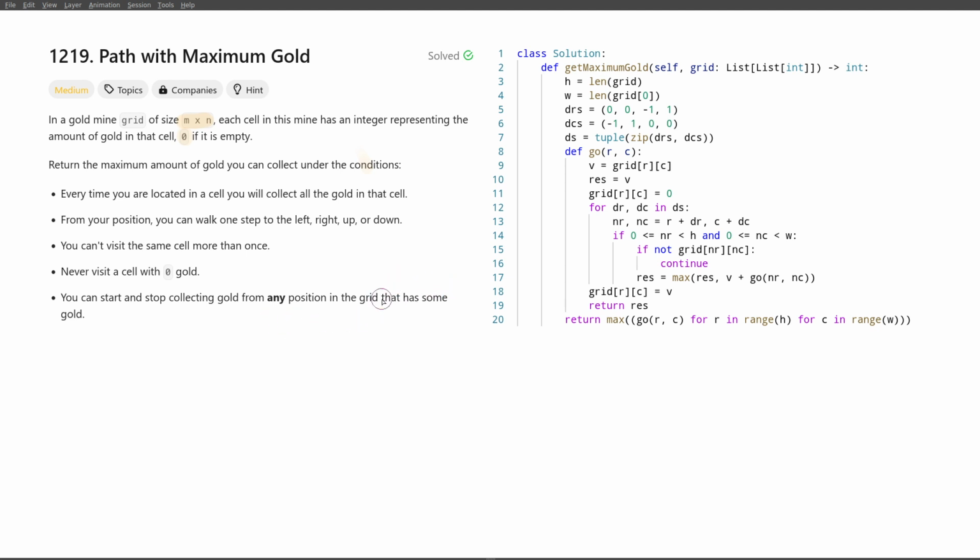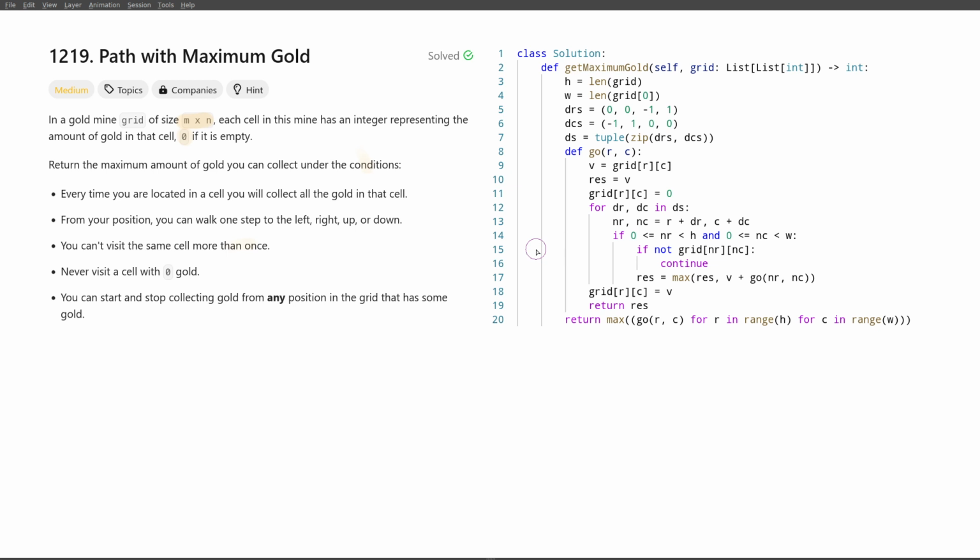We can start at any position, however we can never visit the same cell twice. We cannot visit any cell that has no gold, so we have to essentially walk through a connected path of cells that have some gold. We can walk up, down, left, right, and of course we collect the gold in every cell we visit.